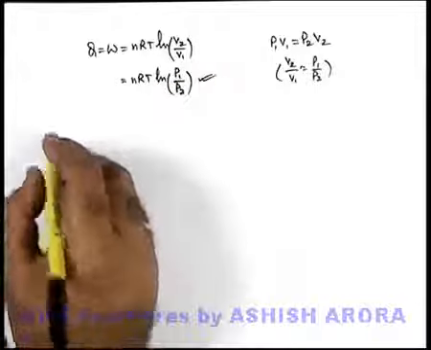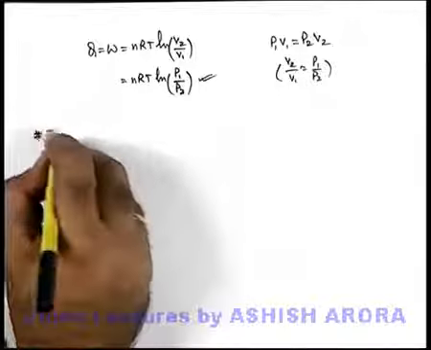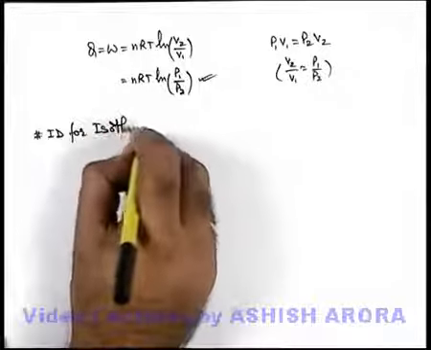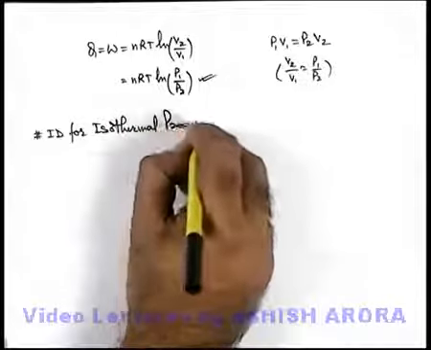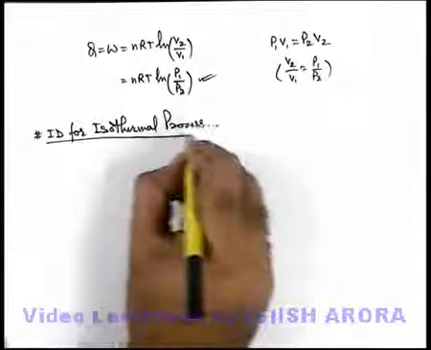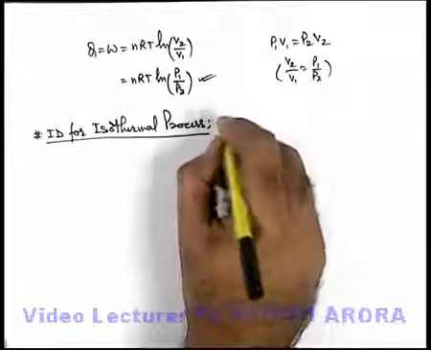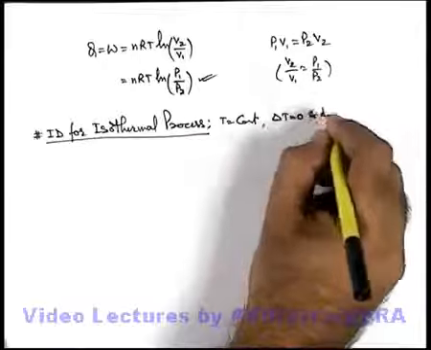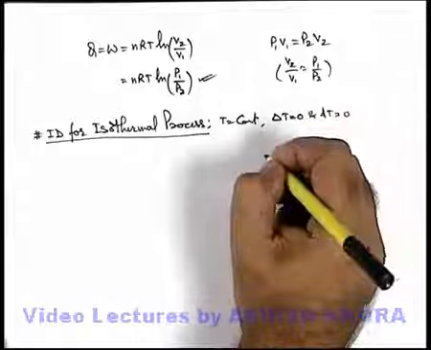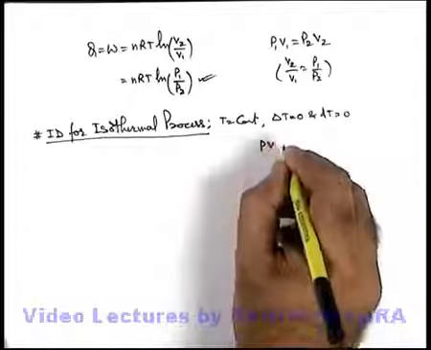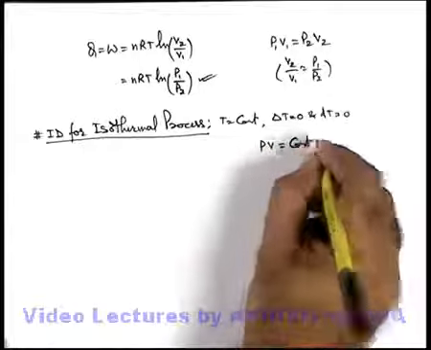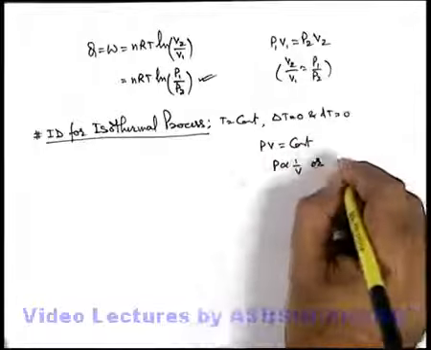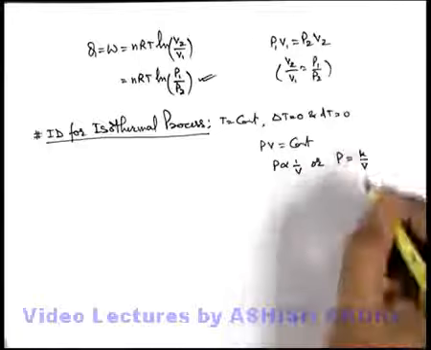In sequence, we can also discuss the indicator diagram for isothermal process. For indicator diagram, we can state as temperature is constant, or we can write delta T is 0 and dT is also equal to 0. So here we can write in this situation the product of pressure and volume is also constant.